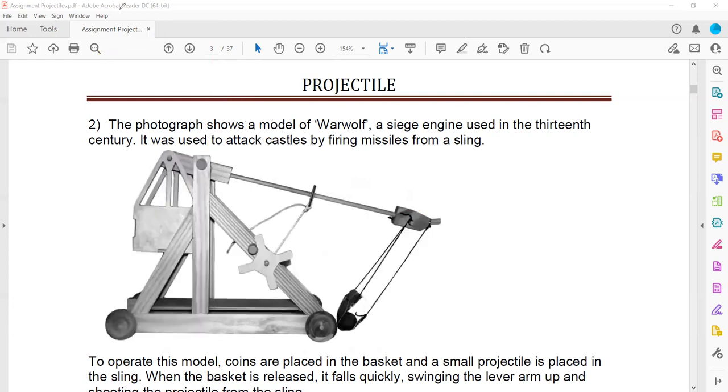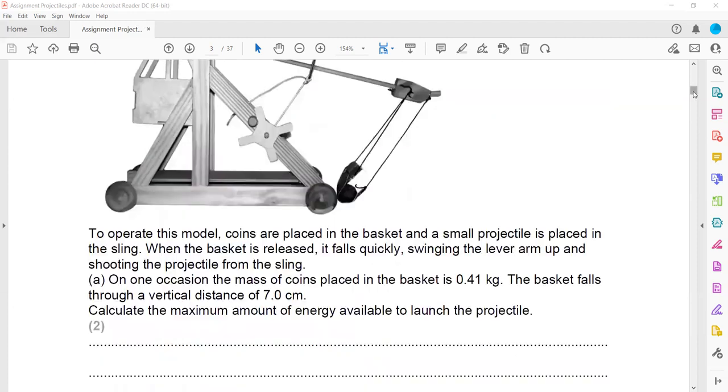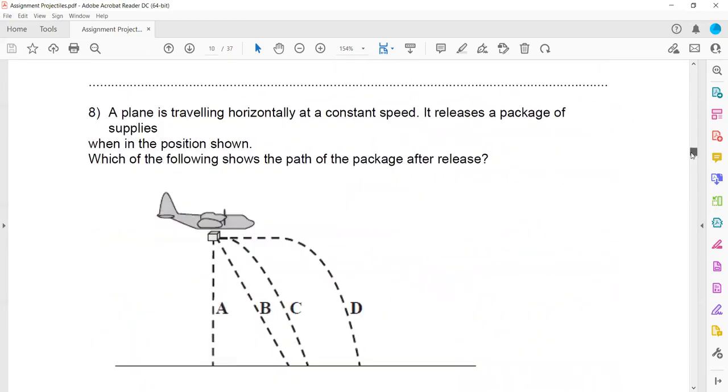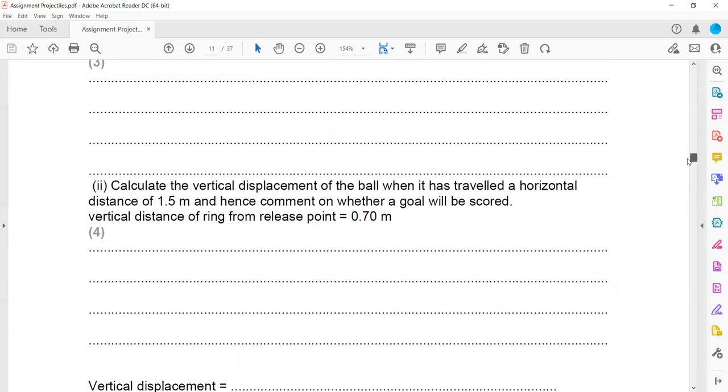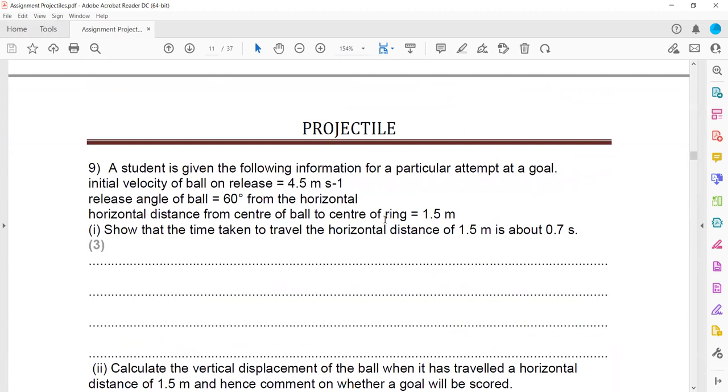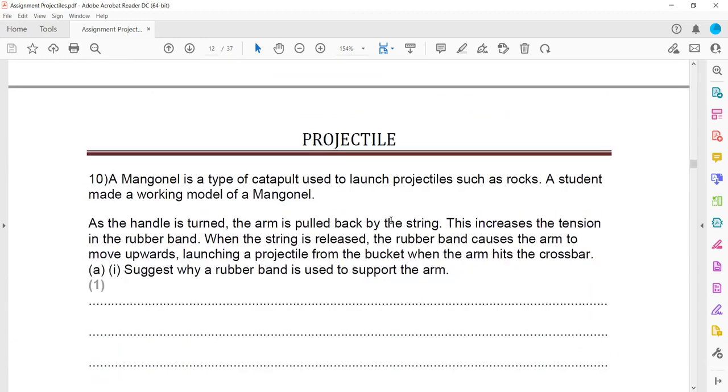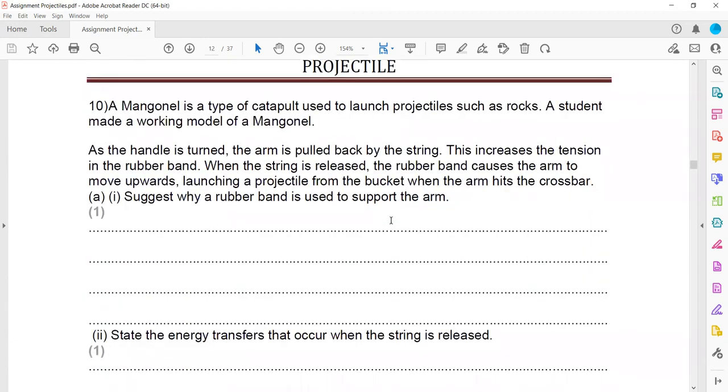Now what we have to do in the question, here in question 10: suggest why a rubber band is used to support the arm. So what is the reason why we are using a rubber band to support the arm? Because a rubber band is an elastic material, so it can store a greater amount of elastic strain energy. So the projectile can be launched easily.